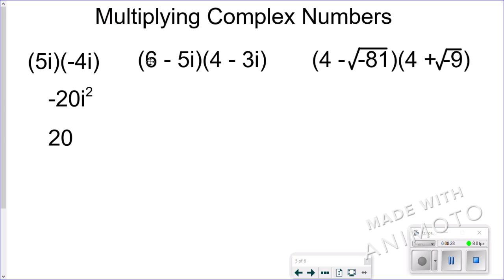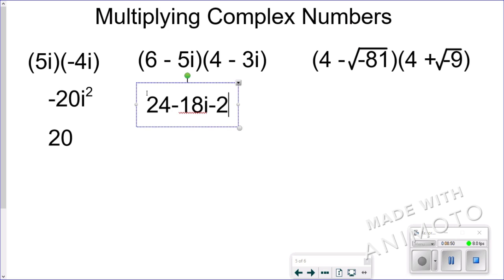This is the same scenario as if it were x's, you have to double distribute or FOIL, however you learned it. So you do 6 times 4, which is 24, and then 6 times -3i, -18i. And then we have -5i times 4, -20i. And we have -5i times -3i. So that is positive 15i squared.